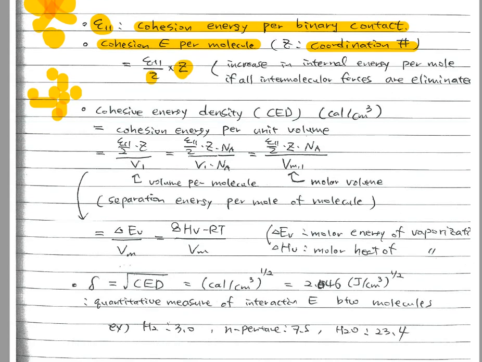Then there's another variable called cohesive energy density, or CED. The definition of CED is cohesion energy per unit volume. So this is the cohesion energy. So if you divide it by volume, okay, that is CED, cohesive energy density.